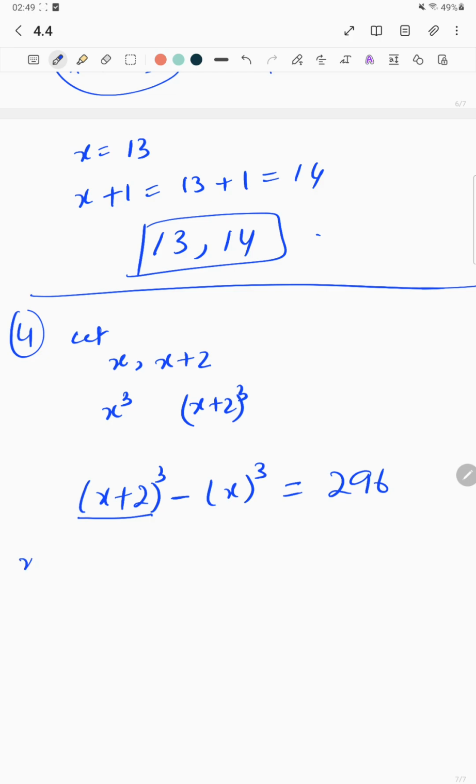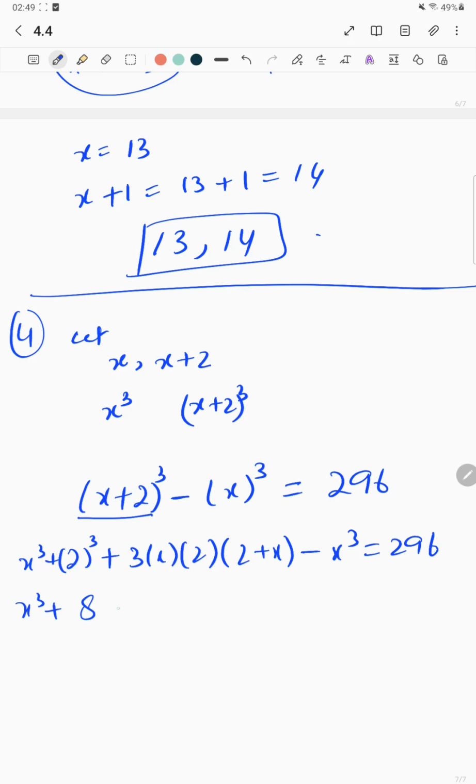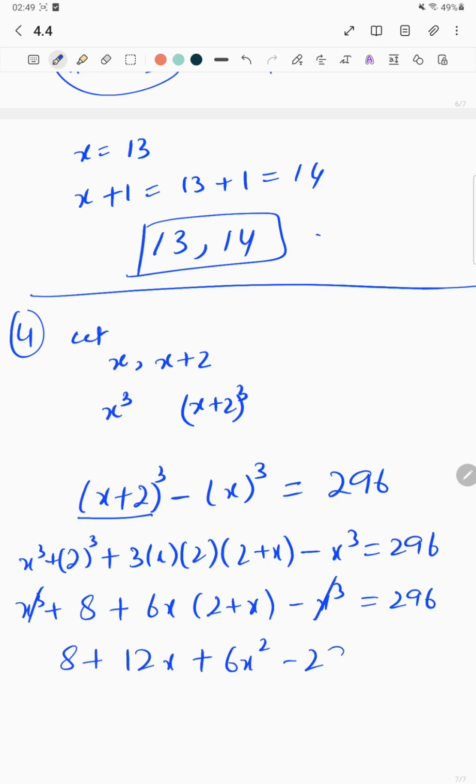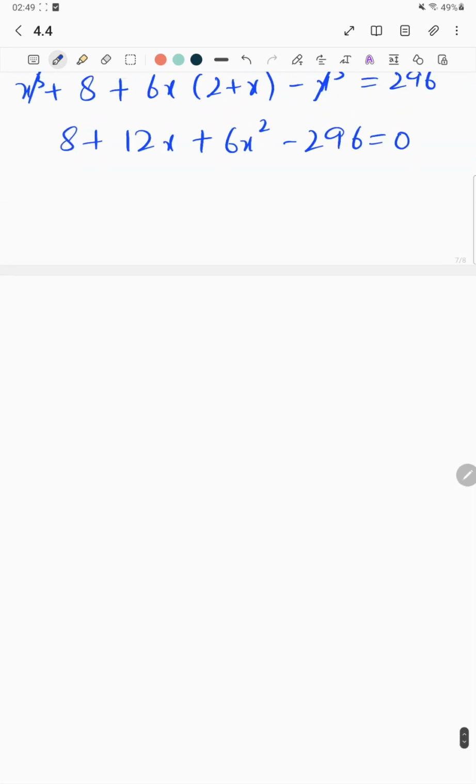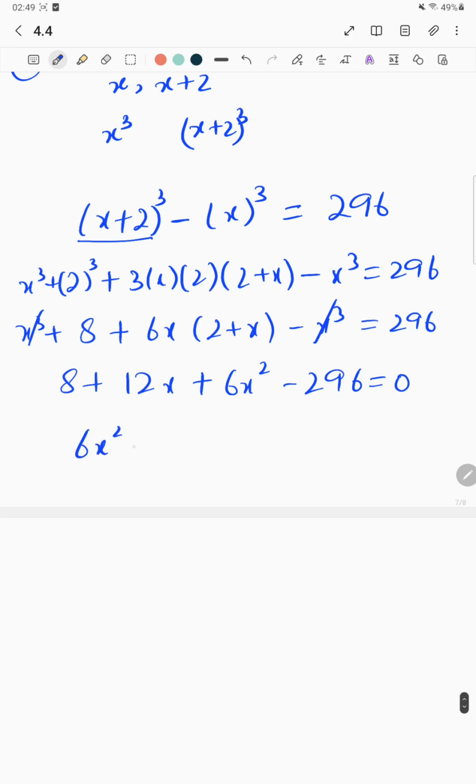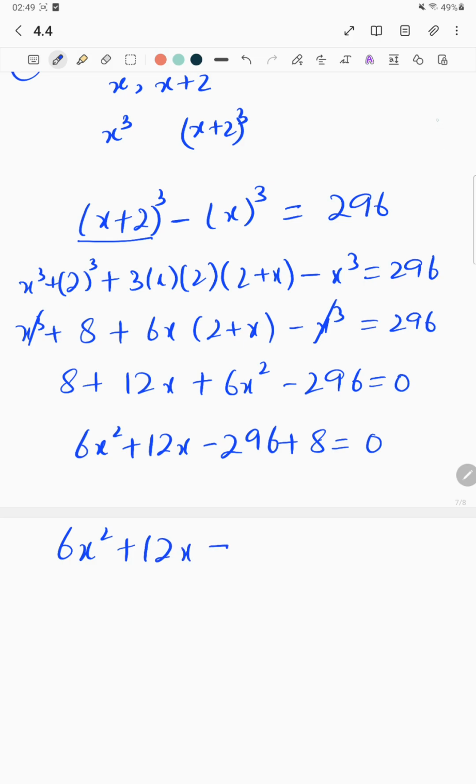So opening the formula for the cube, it's a cube plus b cube plus 3ab (a plus b), minus x cube is equal to 296. So it's x cube plus 8 plus 6x (2 plus x) minus x cube is equal to 296. So cancelling x cube, it is 8 plus 12x plus 6x square minus 296, which is equal to 0. So we have 6x square plus 12x minus 296 plus 8, which is 6x square plus 12x minus 288, equal to 0.